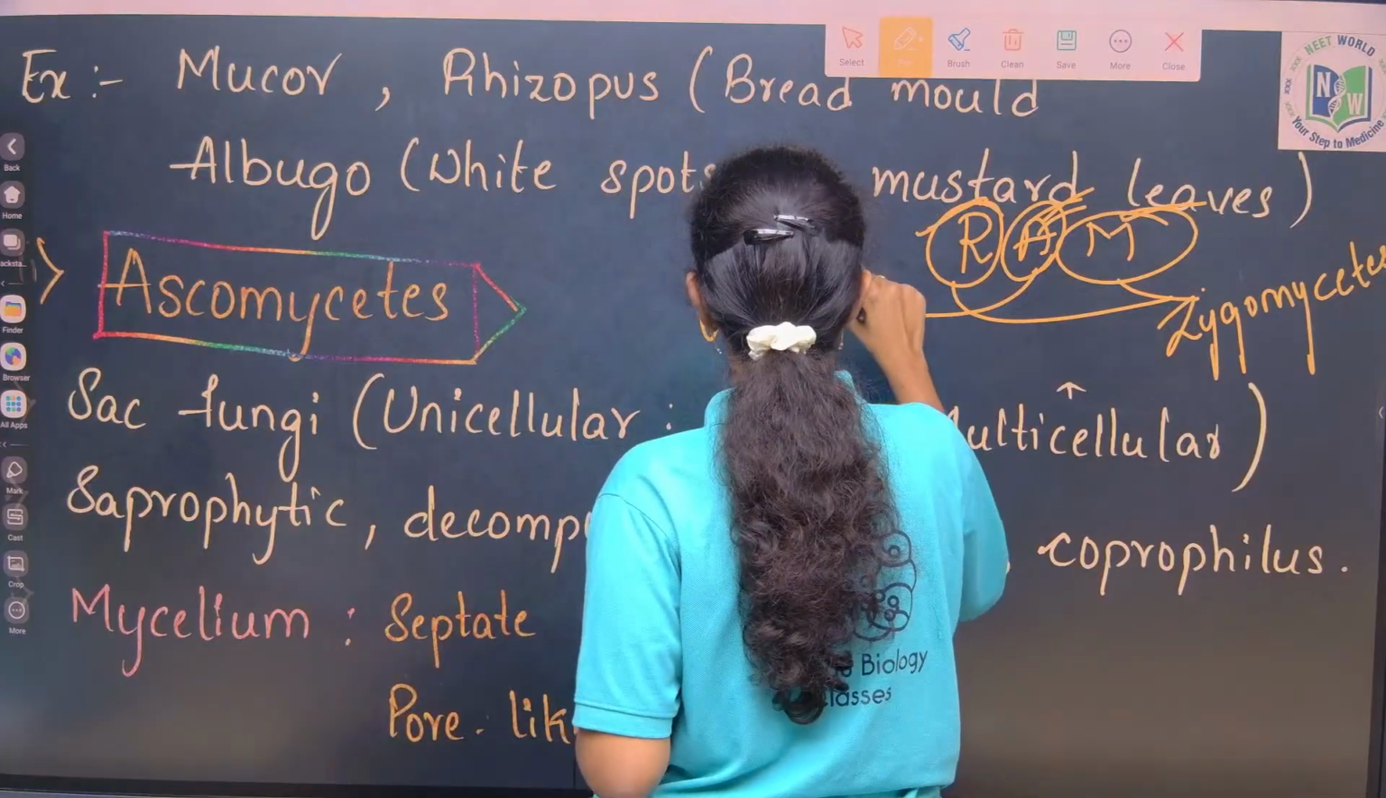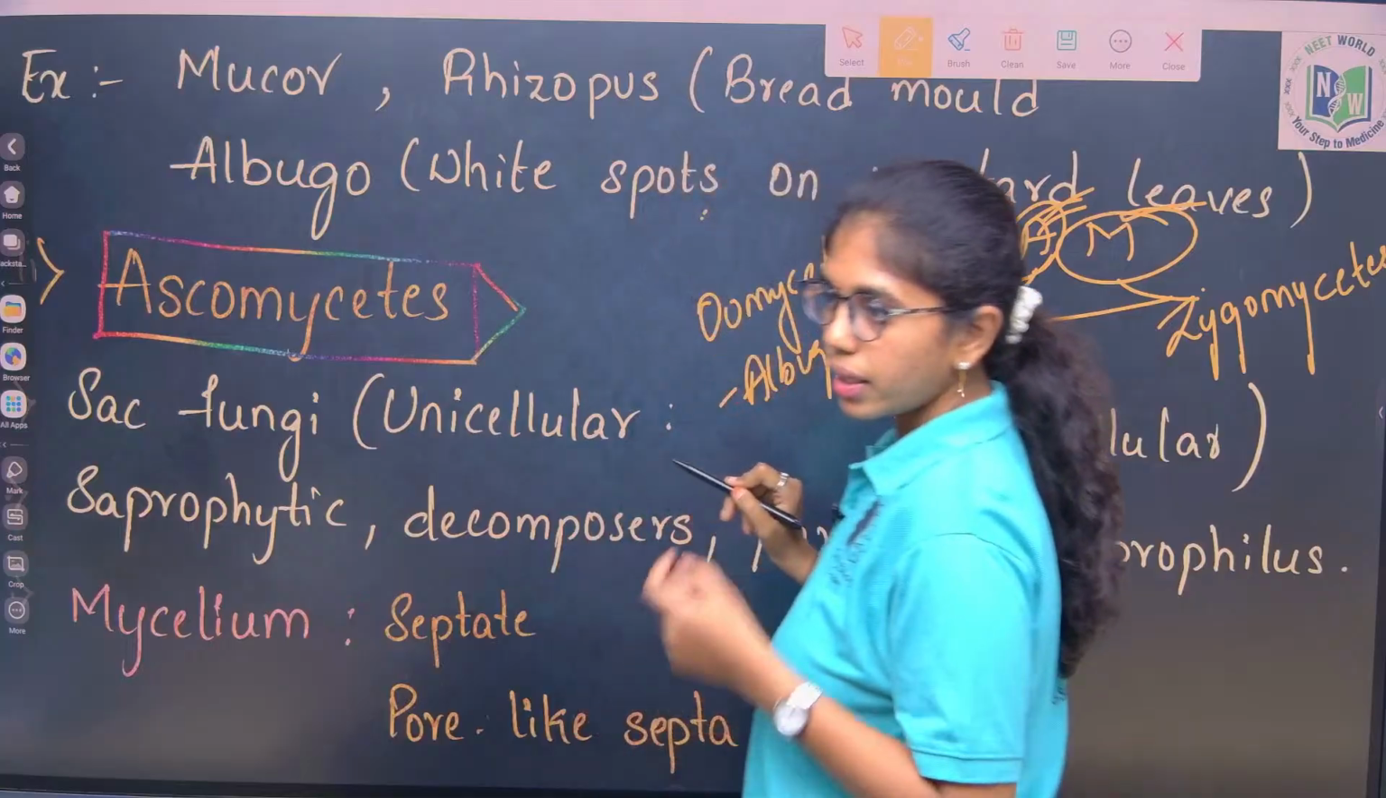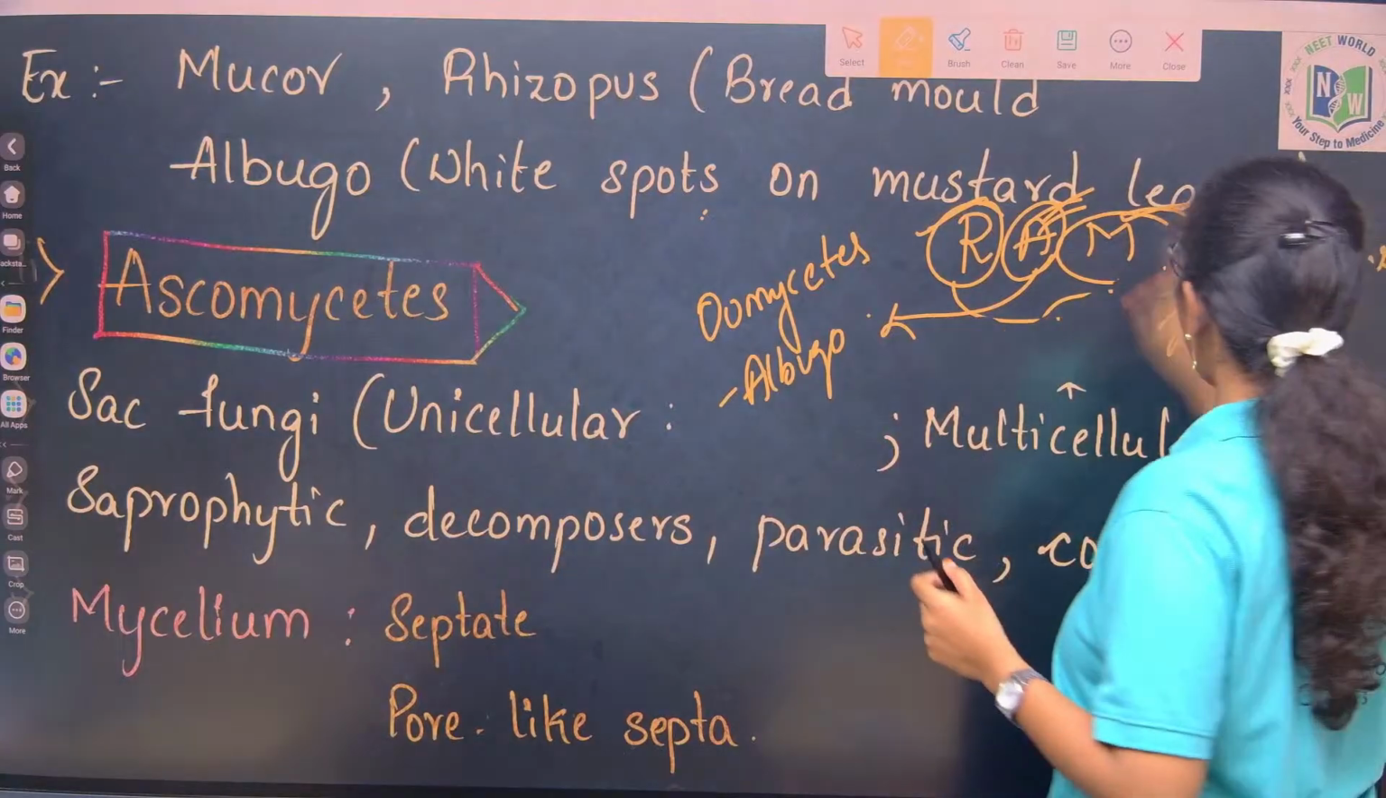Oomycetes includes Albugo. Clear, right? Clear with Phycomycetes? Any doubt anywhere? No, right? Next is Ascomycetes.